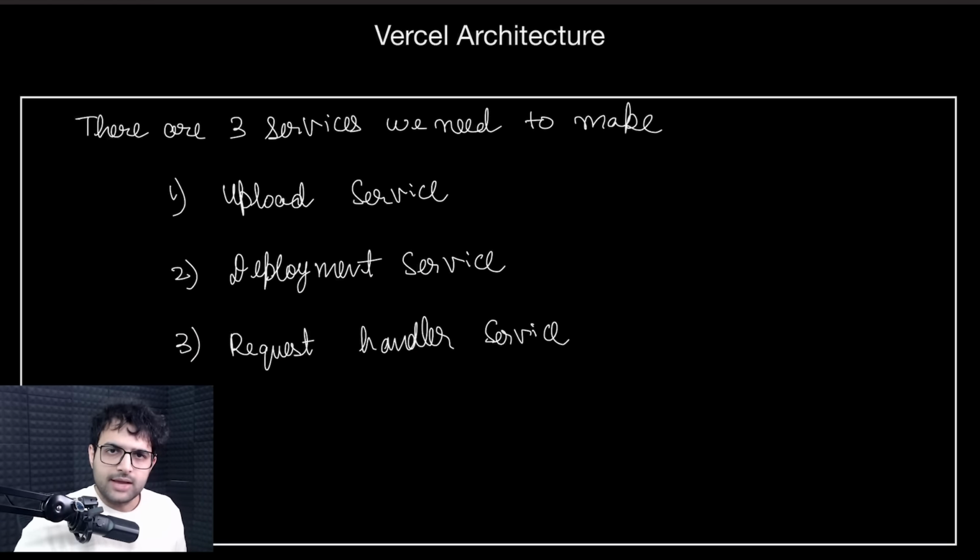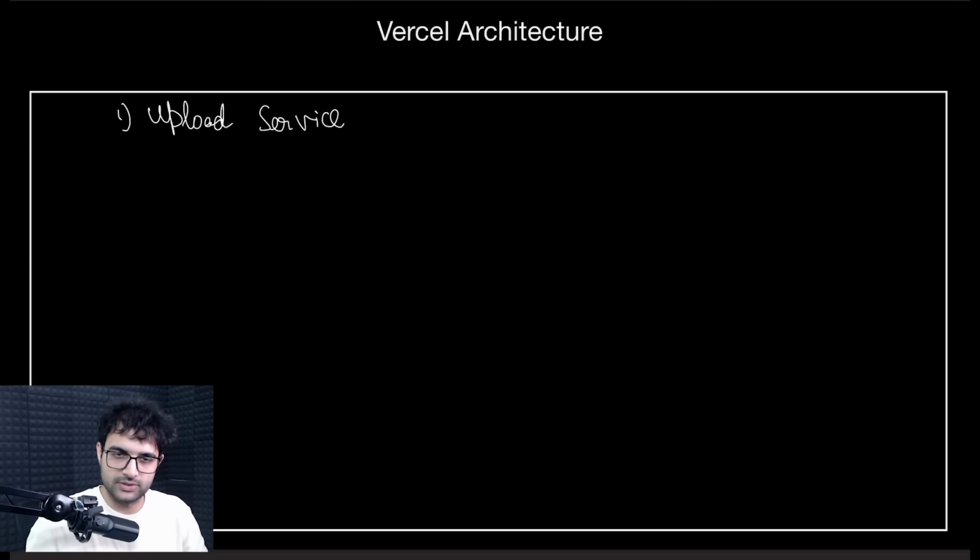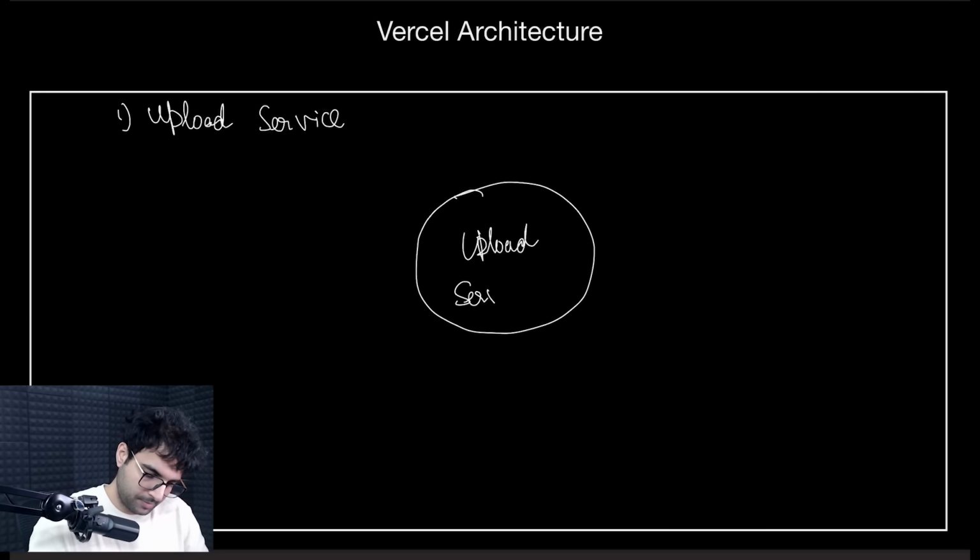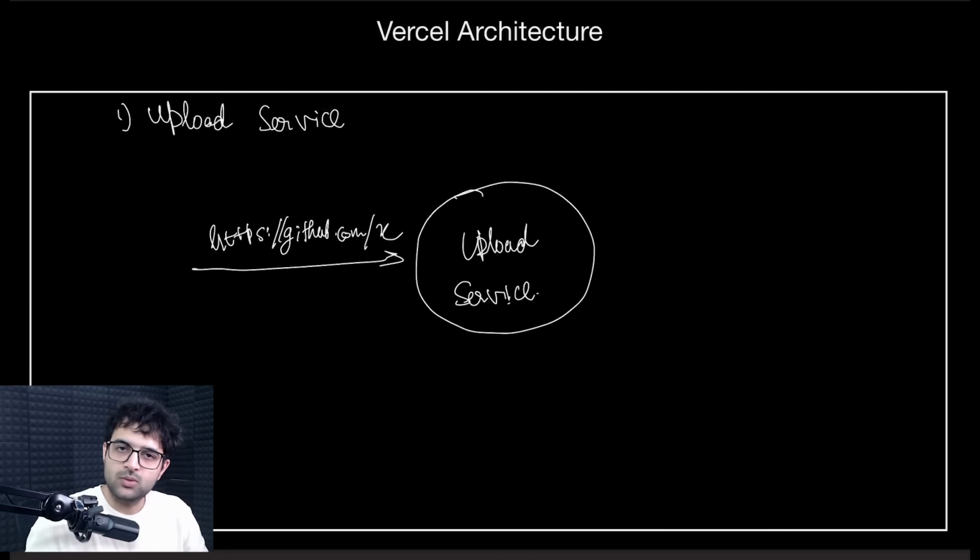Cool. Let's dive deeper into all three of these services. Let's see how I would build 1, 2, and 3 if I was building Vercel myself. All right, let's begin with the upload service. The upload service is nothing but a backend server which needs to take a GitHub URL as an input and needs to copy over all the contents of this GitHub project into the Vercel systems.